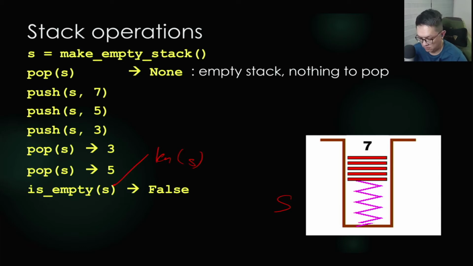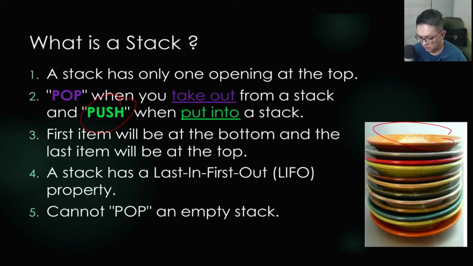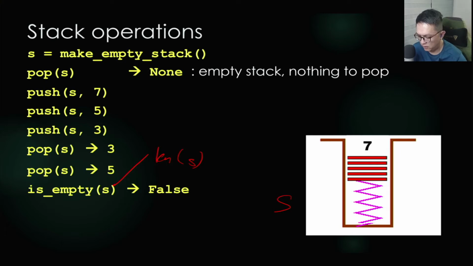Then you can peek. Okay, peek. You don't pop it out. So if you do peek S, you will show 7, because that's the last item, the topmost item.